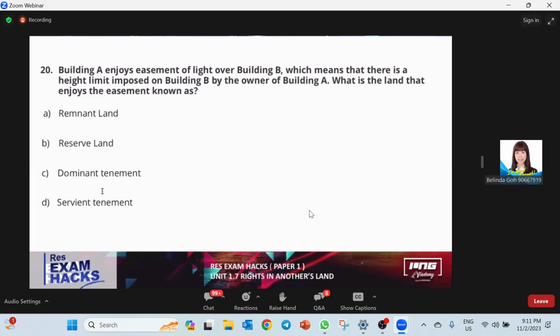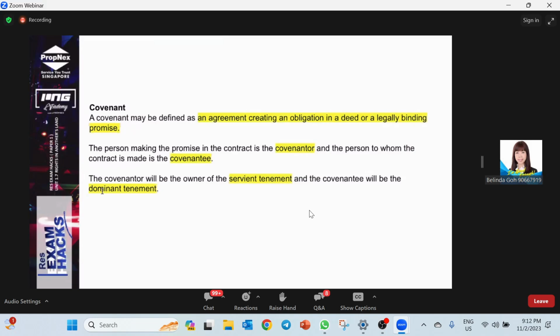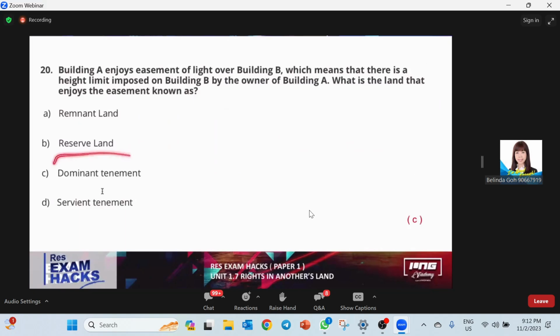Right. Question 20. Building A enjoys easement of land over building B, which means that there is a height limit imposed on building B by the owner of building A. What is the land that enjoys the easement known as? What is the answer? Yeah, let's see. Based on this definition, the answer is C, dominant tenement.